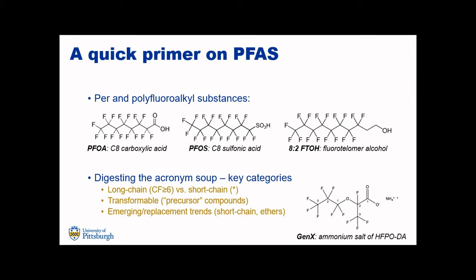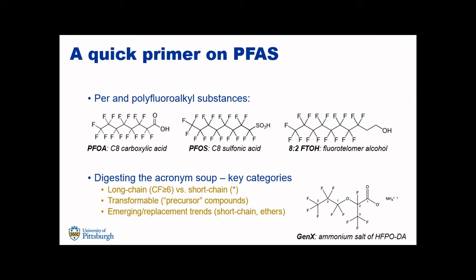The other important things to keep highlighted are the long chain versus the short chain. We'll talk about the differences in treatability and also in their impacts. For long chain PFAS, there are a few definitions out there, but in general, we're talking about 6 or more fluorinated carbons. So PFHxS, PFHpA and up, and short chains are the shorter ones than that. Transformables are these precursor compounds.